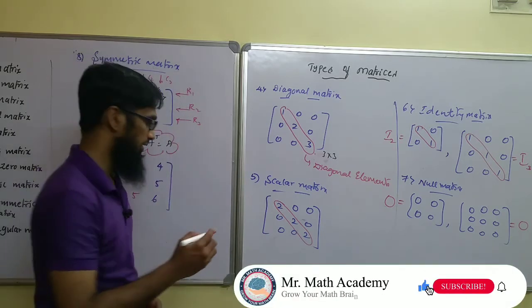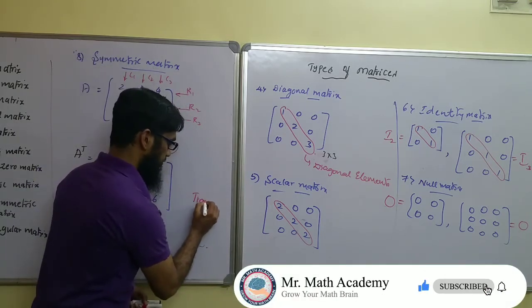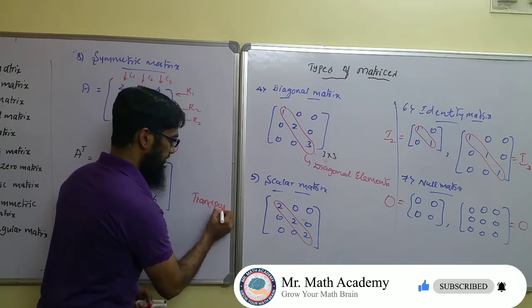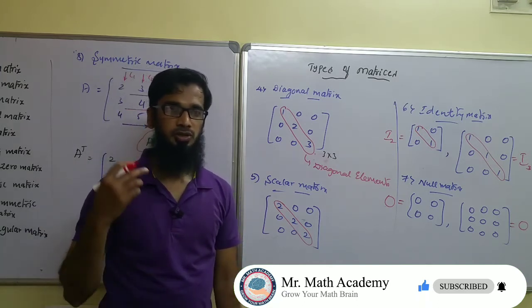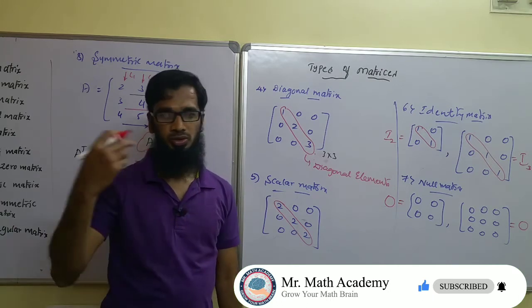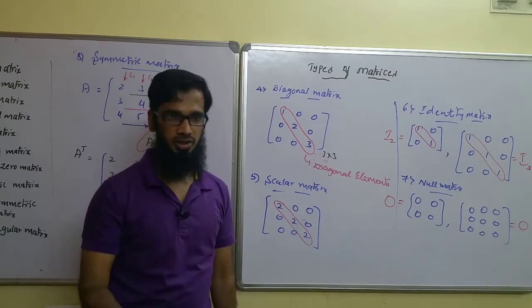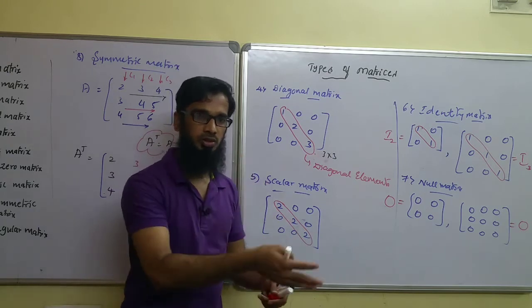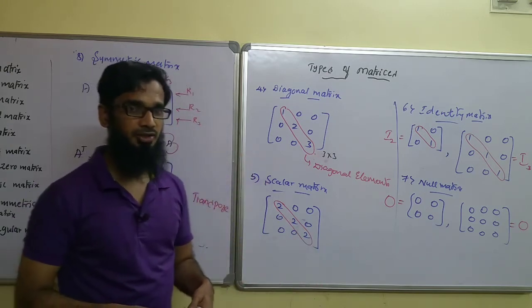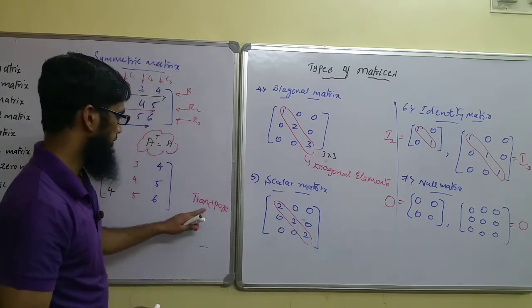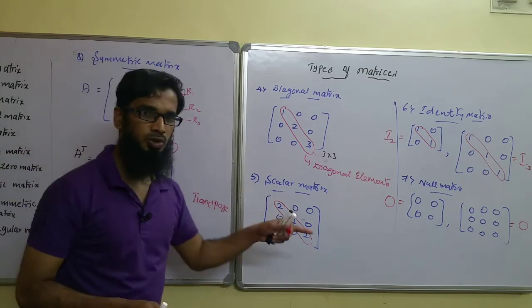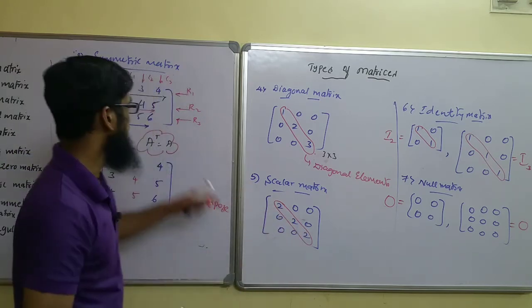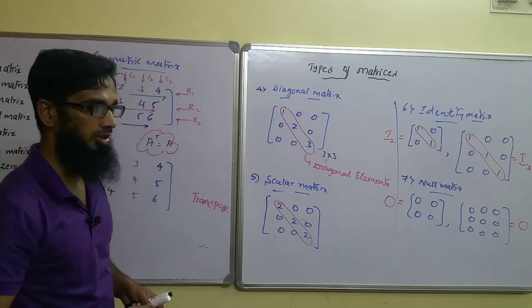So what is meant by transpose here? Transpose means actually just interchanging the rows to columns. If I am interchanging the first row to the first column, second row to the second column, third row to the third column, that process is nothing but a transpose here. So for that purpose we have to take the transpose of A. If it is equal to the original matrix A, then that matrix A is called a symmetric matrix.